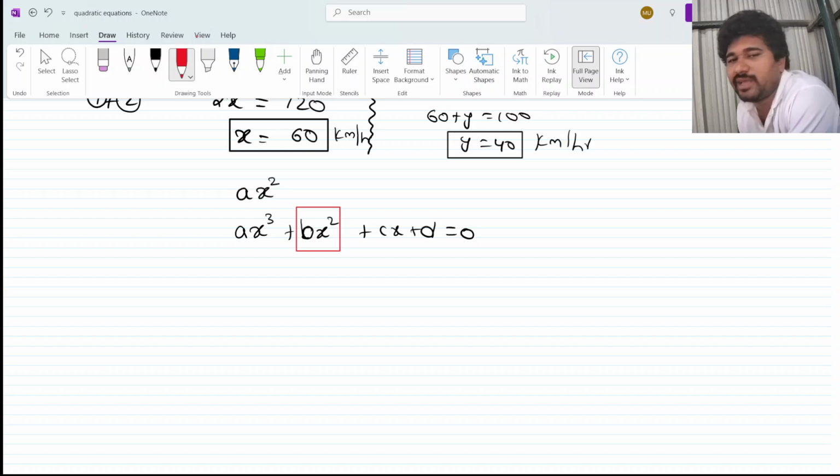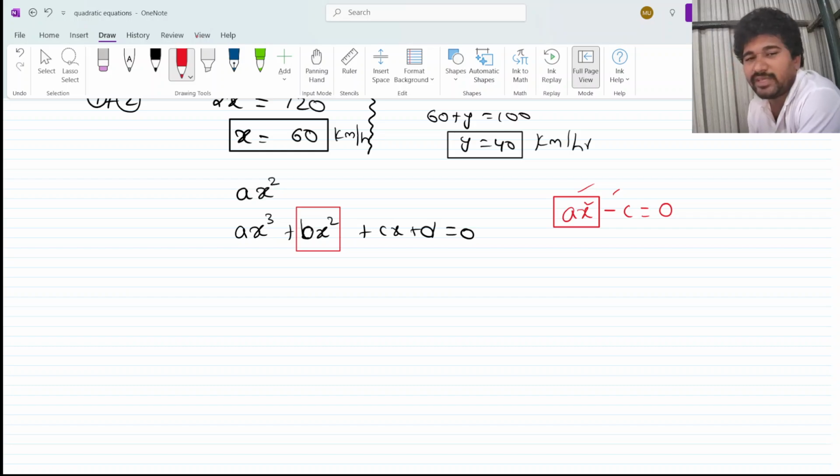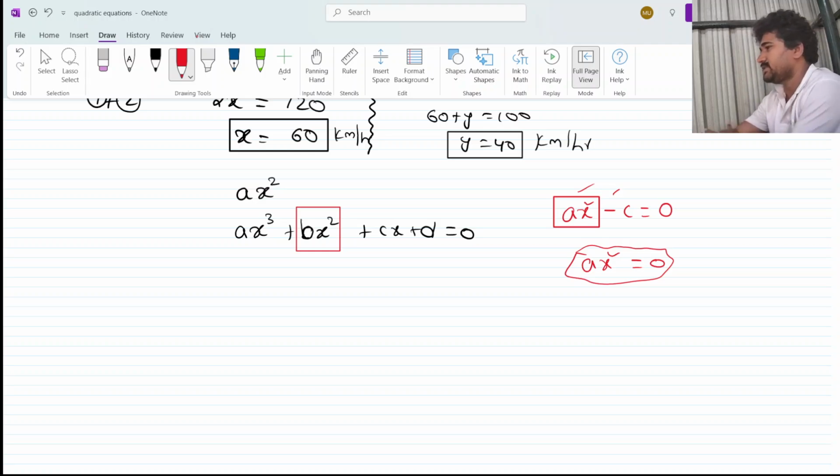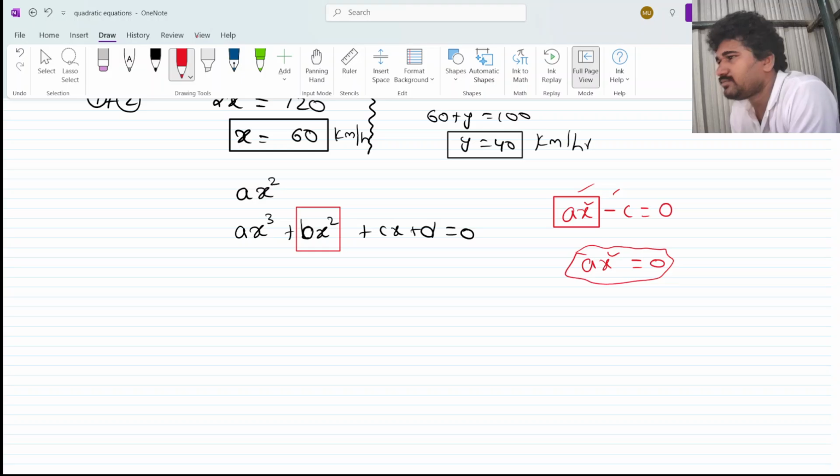For example, I have ax square minus c equal to 0. Is it a quadratic equation? Yes. If the highest power is x square, it is quadratic. The number of terms is not a problem for us. It may be just ax square is equal to 0. Then still it is a quadratic equation. You should be able to see x square.